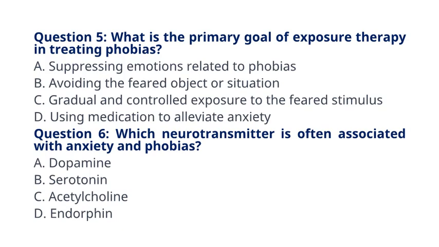Question 6. Which neurotransmitter is often associated with anxiety and phobias? A. Dopamine. B. Serotonin. C. Acetylcholine. D. Endorphin. The correct answer to question 6 is option B. Serotonin. Explanation. Serotonin is a neurotransmitter associated with mood regulation, and imbalances may contribute to anxiety and phobic disorders.